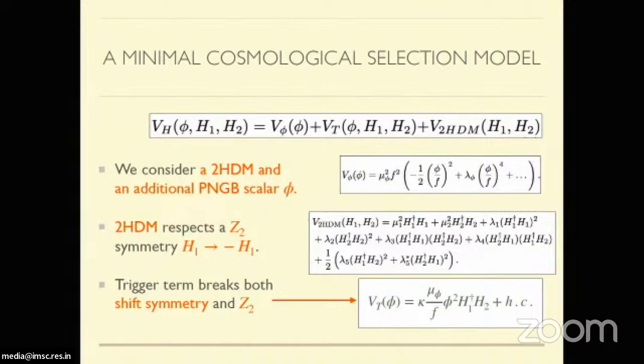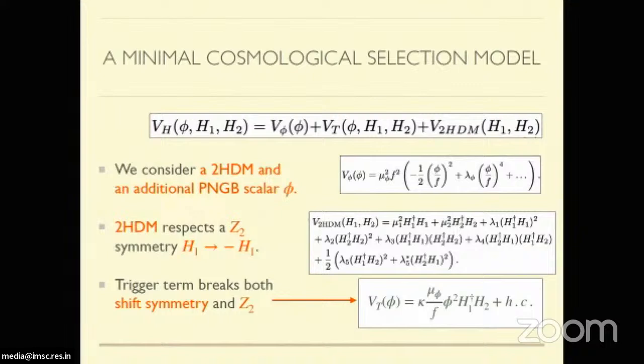Now, because this was just motivation, the actual model I can go through very quickly because of all this big background that I've given. This phi has something like a pseudo-Nambu-Goldstone boson potential. So the mass of phi is much lighter than F, and you can generate this in many different ways. This is a generic PNGB potential. And then you have a 2HDM, which is again a very generic kind of 2HDM with this kind of discrete symmetry. And you have a term which breaks both the shift symmetry of the phi and Z2.